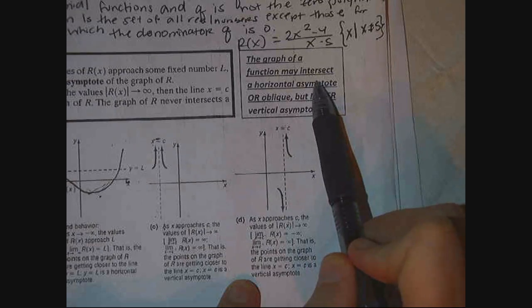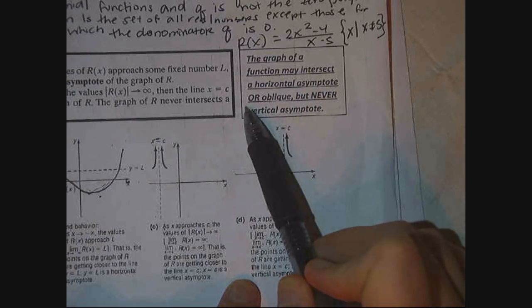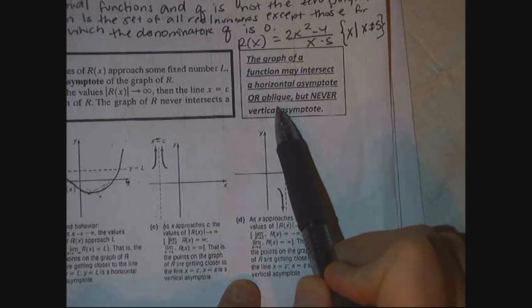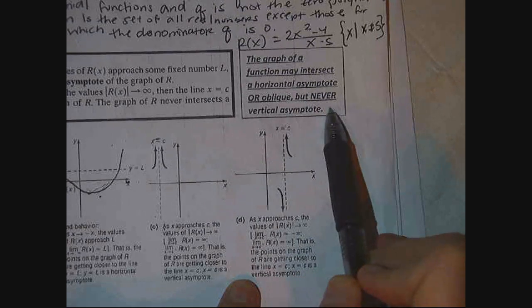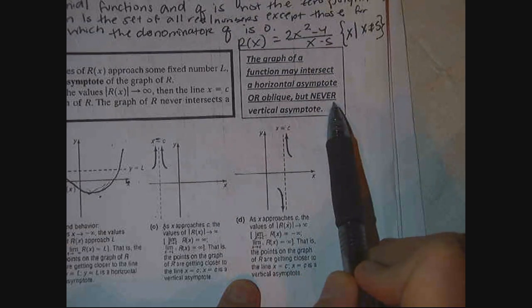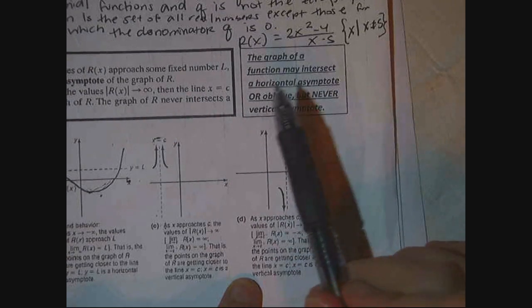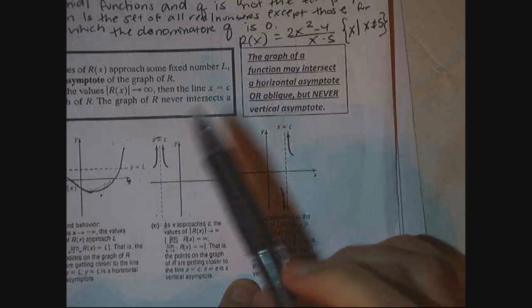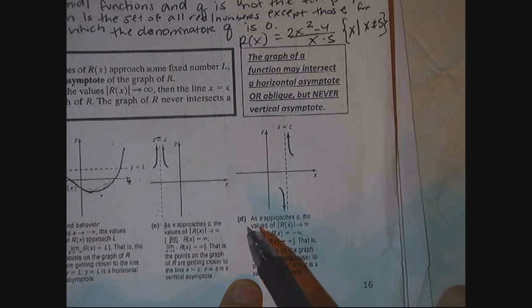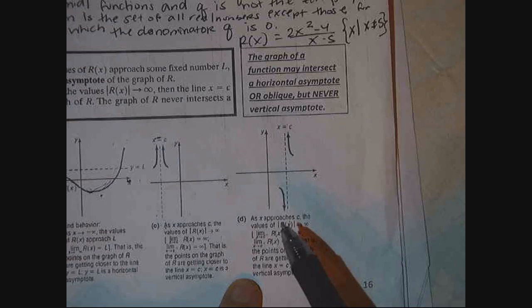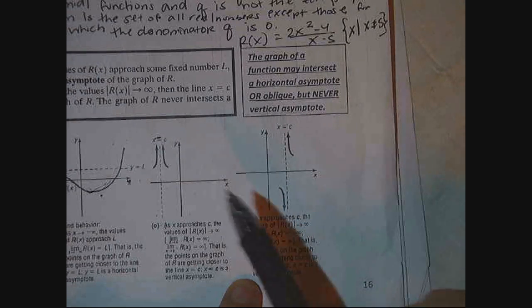So up here, the graph of a function may intersect a horizontal asymptote or oblique. We'll talk about oblique in a minute. But never, never, ever a vertical asymptote. So if you have a vertical asymptote, you are not crossing that vertical asymptote. You are either approaching infinity on both sides, approaching infinity and negative infinity, or approaching negative infinity on both sides. Never ever crossing that vertical asymptote. Okay?